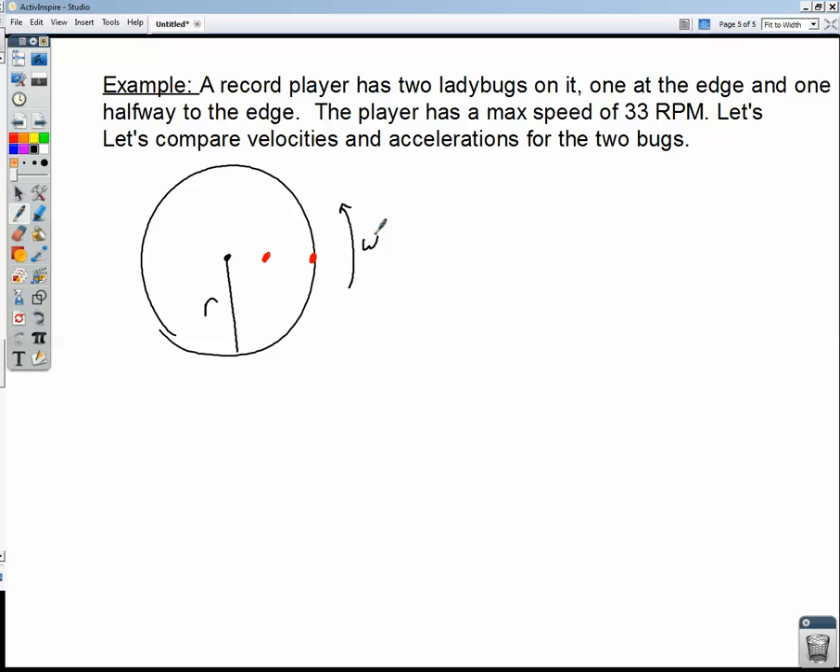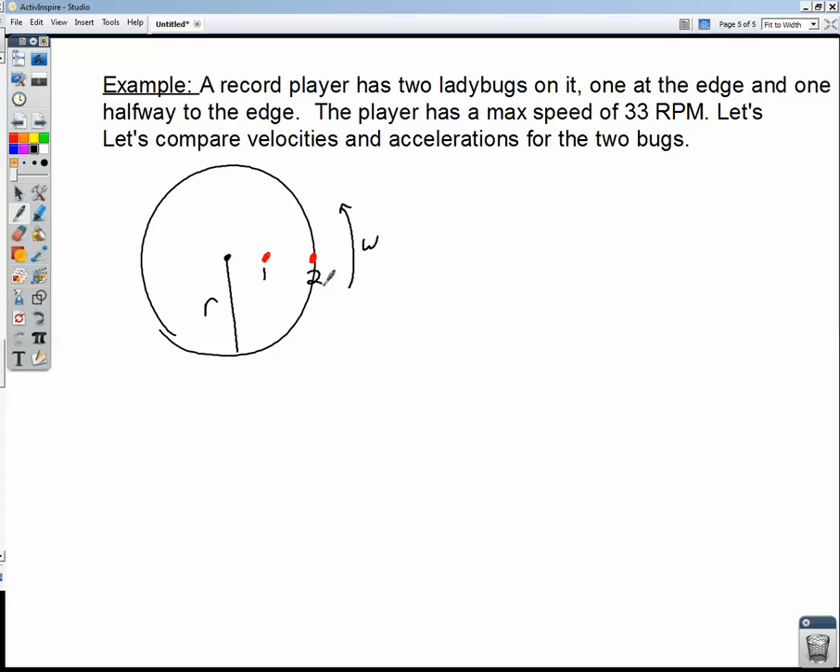Let's take a look at an example that's going to show us some of the interesting phenomena that happen in the rotational world. We've got a record player, two ladybugs on it. One's at the edge and one's halfway to the edge. The record player has a max speed of 33 RPMs, and let's compare the velocities and accelerations for the two bugs. Okay, so first, let's take a look at their angular velocities when the record player gets all the way up to 33 RPMs. So let's call this inner one Ladybug 1, and the outer one is Ladybug number 2.